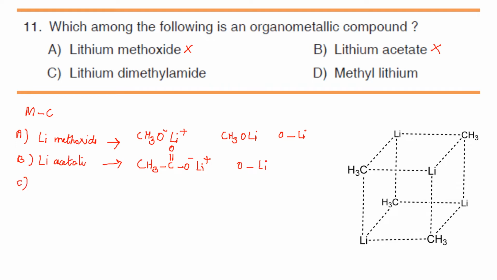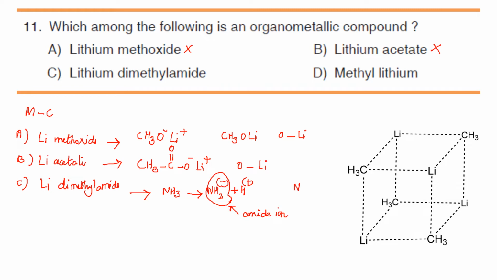Now moving on to the third option, which is lithium dimethylamide. Amide is an anion which is generated from ammonia. So when you are removing a hydrogen atom, or a proton, from ammonia, you will get an ion known as NH2 minus, and this is known as the amide ion. So when you are replacing the hydrogen atoms with methyl, that is, instead of two hydrogen atoms, if you are having methyl groups, you will be getting the dimethylamide.